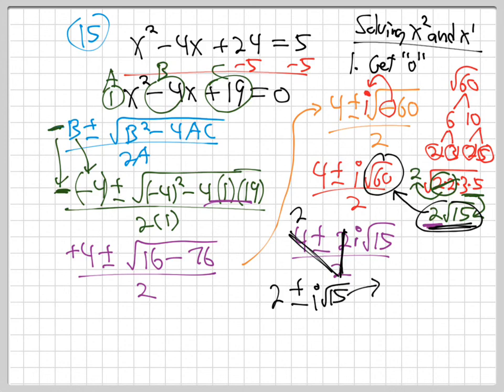So they want you to write that as 2 answers. So it'll be 2 plus i root 15, comma, 2 minus i root 15. There's our 2 answers. See how that 2 from the bottom went into both of them? Because they were plus and minus. That's glue, isn't it?